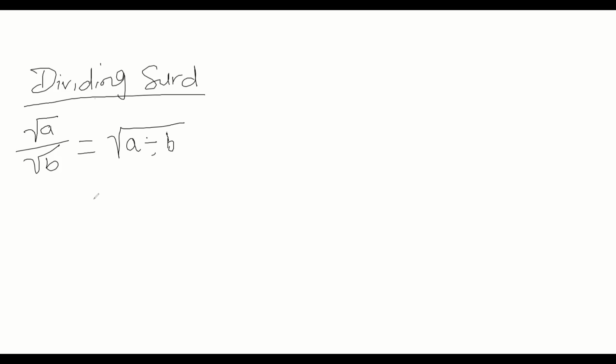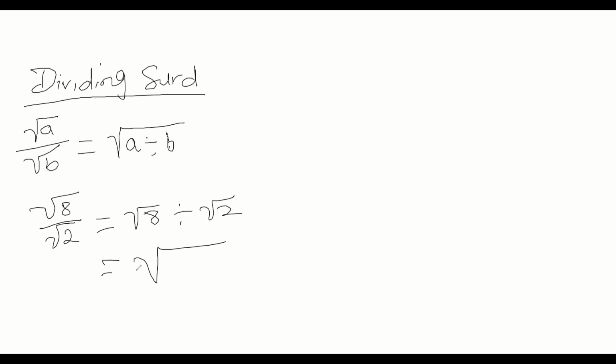So a typical example would be root 8 over root 2. So in essence that gives us root 8 divided by root 2. And we can further break that down to root 8 divided by 2, which gives us root 4. And we know that root 4 is the same as 2.